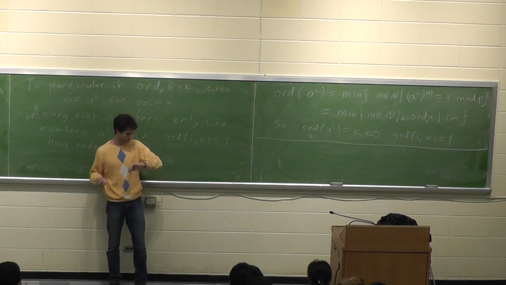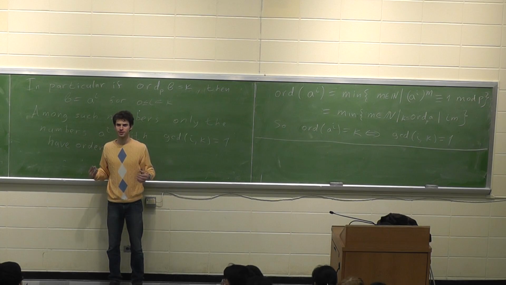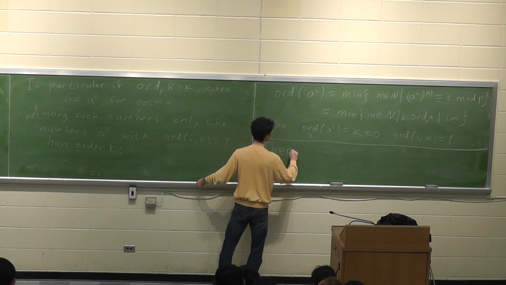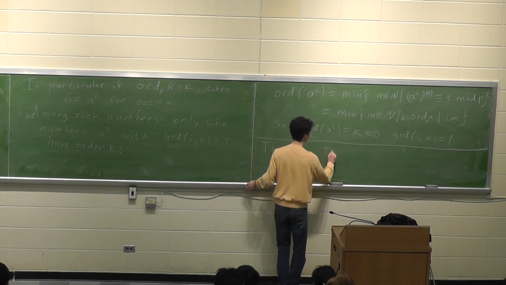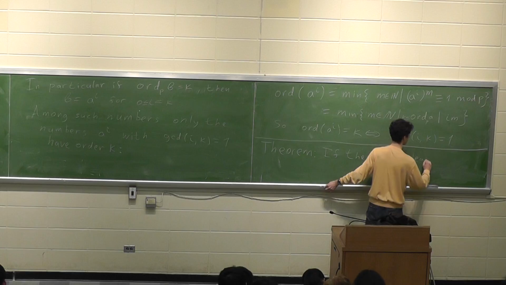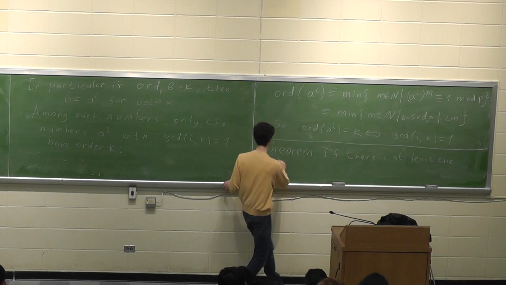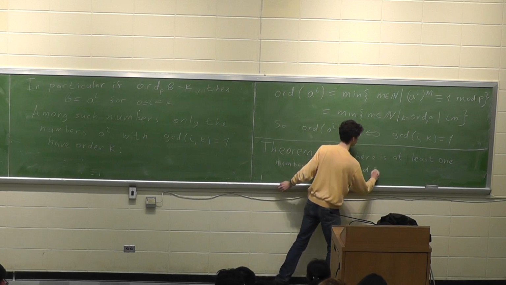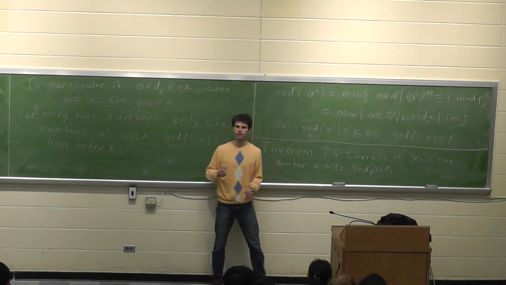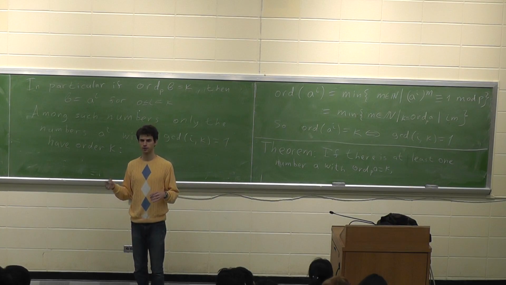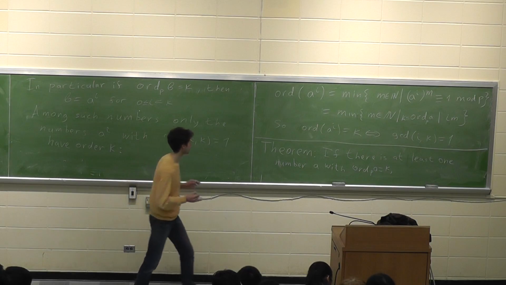Okay, so let me, in the last 2 minutes, formulate what we achieved. And we achieved quite a lot. It's kind of a theorem. It's not the final form of the theorem, but almost. If there is at least one number a with order equal to k, then we can take any of its powers which is relatively prime to k. We'll get a number whose order is equal to k, and that's it. No more numbers whose order is equal to k.